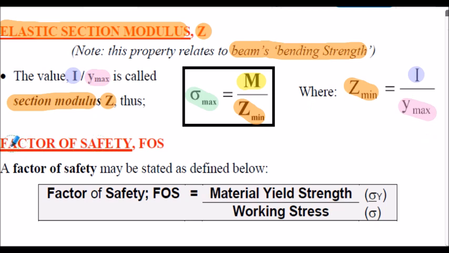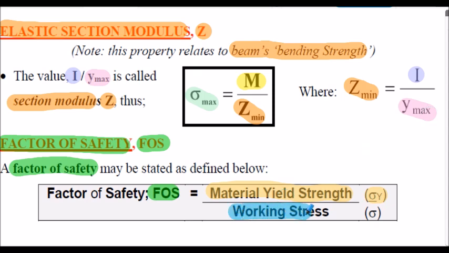Also within this work we will consider the factor of safety, FOS for short, and for this presentation the factor of safety is defined as follows. FOS is equal to the material's yield strength, denoted sigma y, divided by the working stress, the induced stress in our member, symbol sigma.